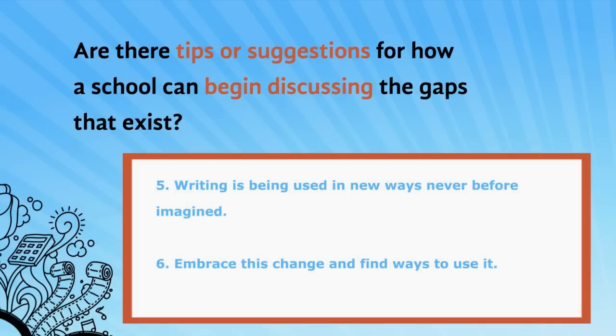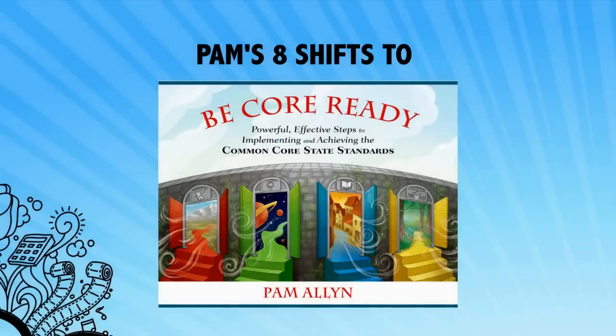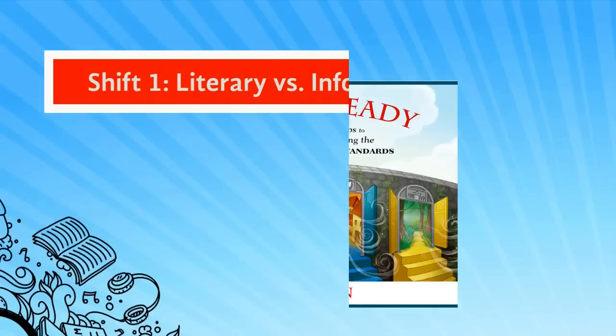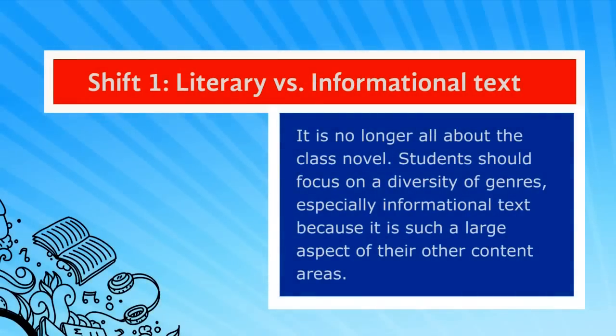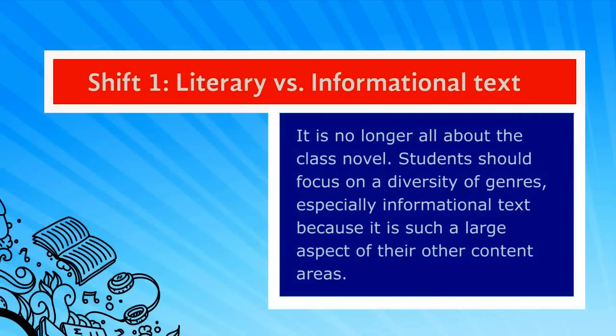I have 8 shifts that I present that I think really help us look at how we can say, well, where are the gaps and how am I going to fill them? So one is, are we really thinking about the balance between literary and informational text? That is a huge part of the Common Core, is that our students can no longer just be reading a whole class novel. They really have to be thinking in terms of diversity of genre, especially informational text, because they're reading so much of that outside of school and in their content areas.